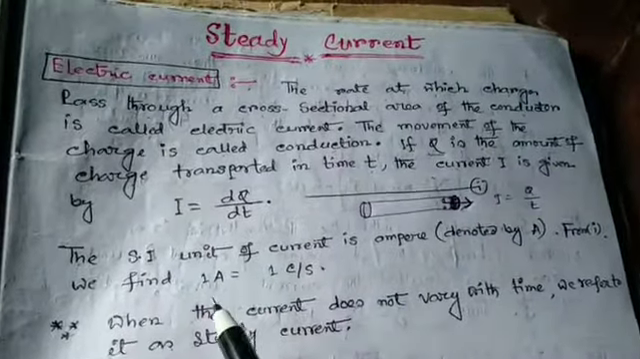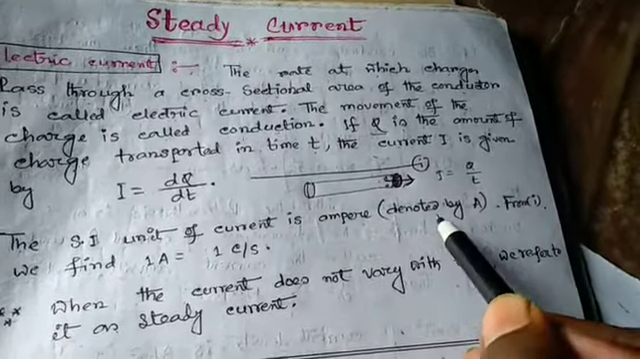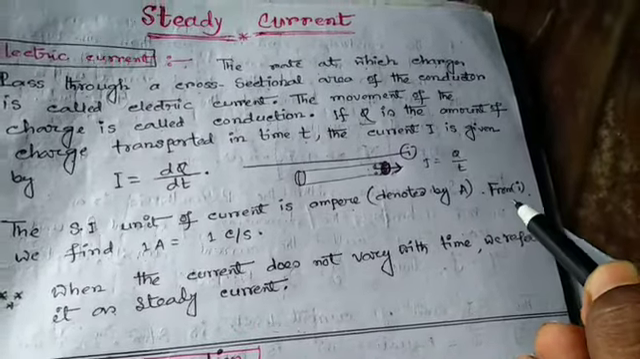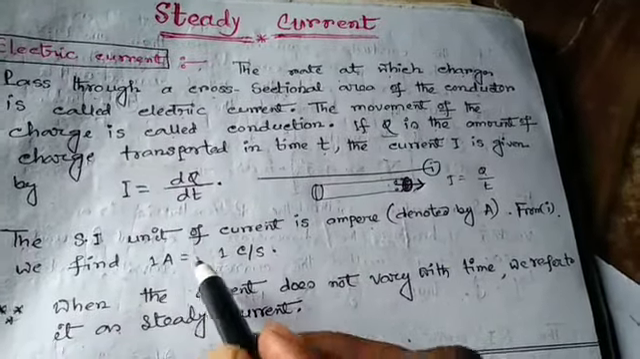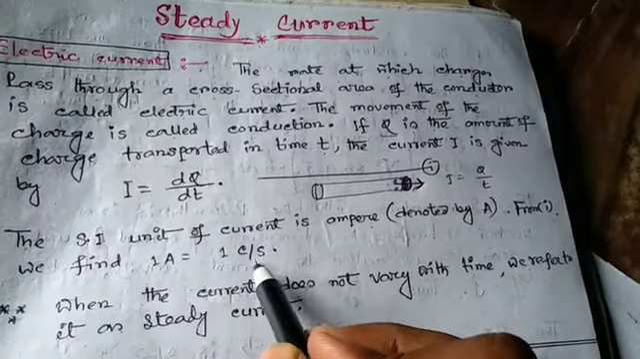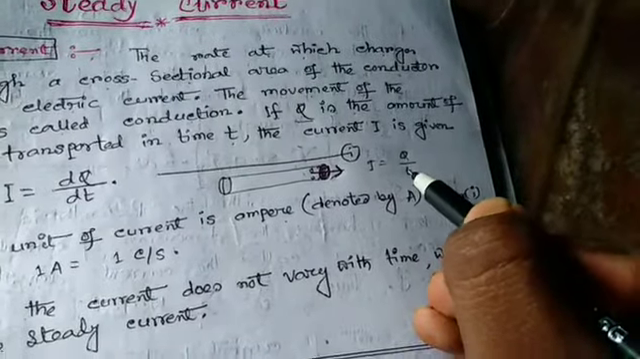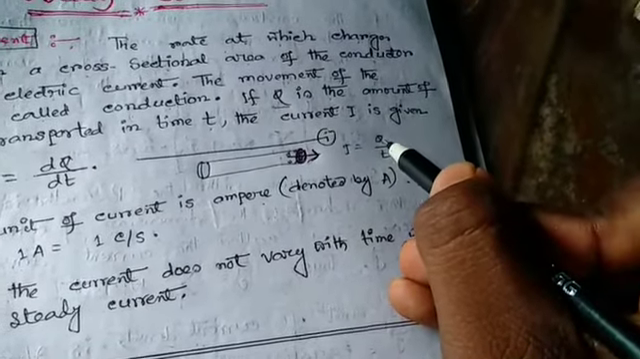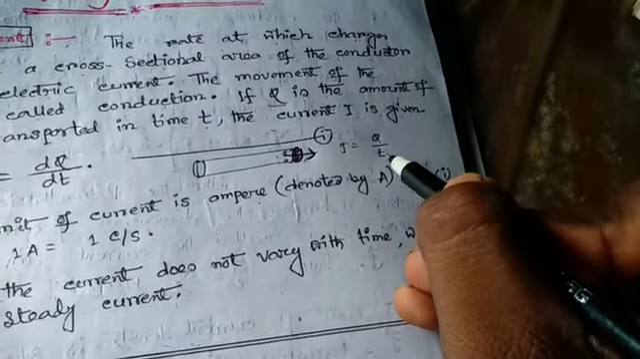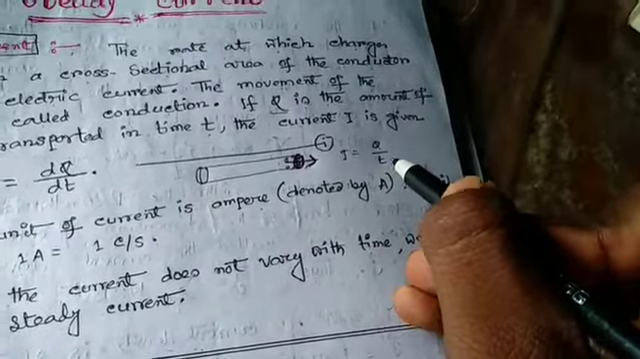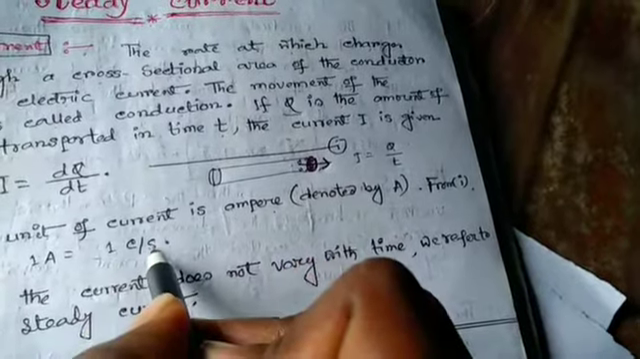Clear? Now the SI unit of current is ampere. This is denoted by capital letter A. From equation 1 we find 1 ampere equals 1 coulomb per second, because we know I equals q by t. So the unit of charge is coulomb and the unit of time is second. So ampere means coulomb by second.